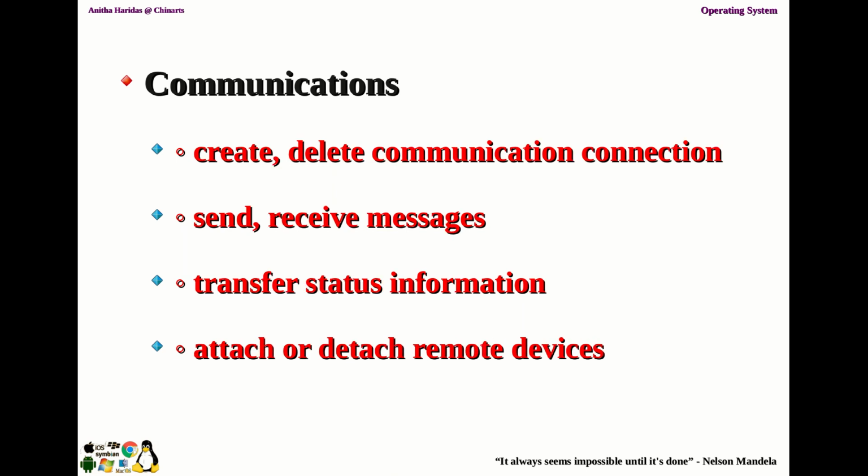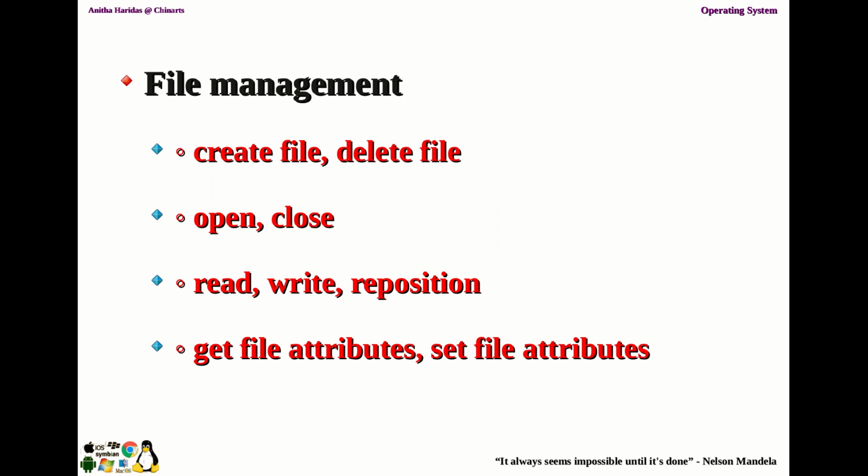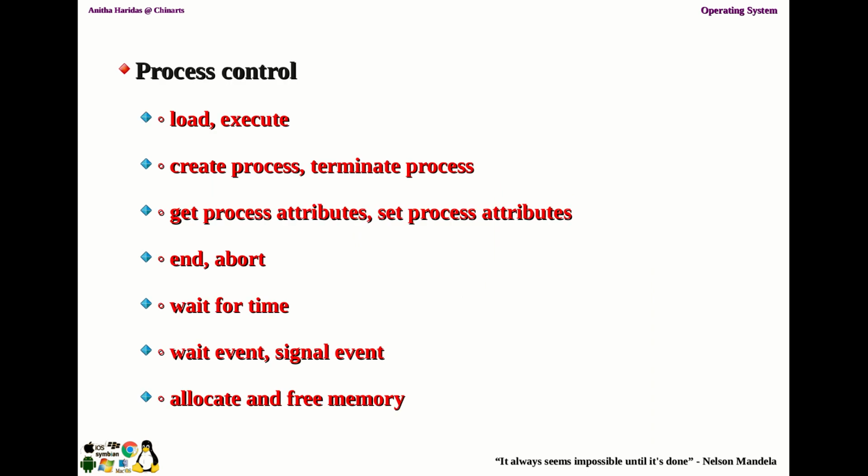And communication, obviously for inter-process communication and inter-process synchronization. You have shared memory as well as message passing. You can send a message, receive a message. You can transfer the status information, right? Whether a particular process is in the running state or in a wait state. So that particular status information can also be shared. That all comes under communication system calls, right? So these are the different types of system calls available.